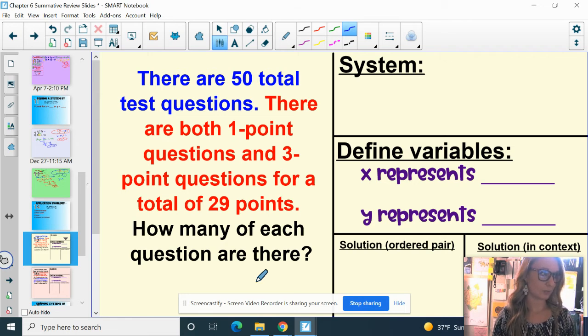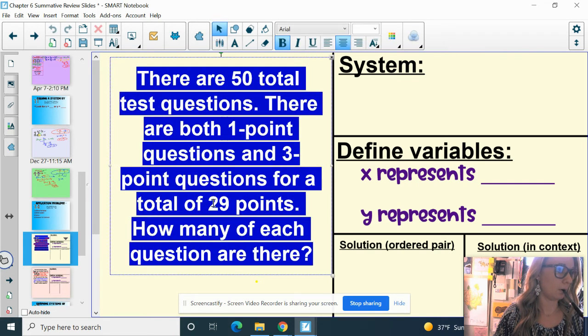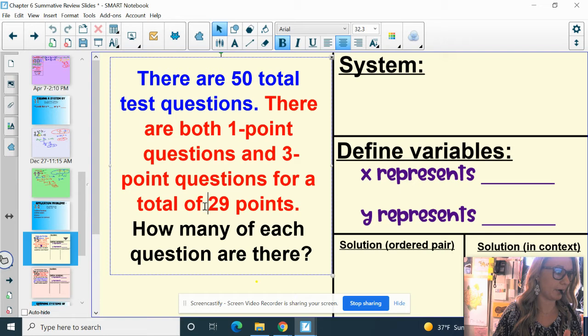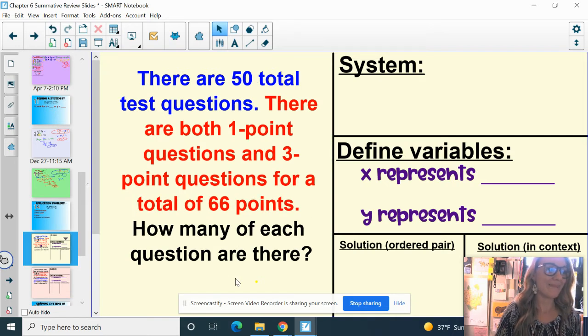There's 50 total test questions. There are 1-point questions and 3-point questions, and the whole test is worth 29 points. Actually, I'm going to change this. Let's say 66. I hope that this works. My kids know that we did this example in class and we got a negative, so I had to change it. So let's just hope that this works. They want to know how many 1-point questions are there and how many 3-point questions.